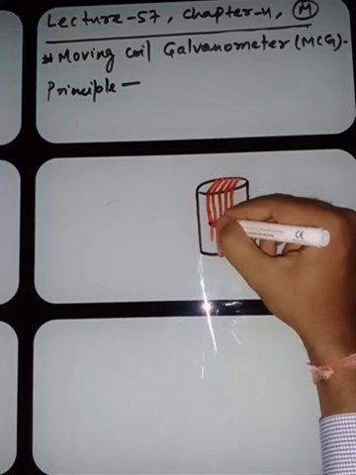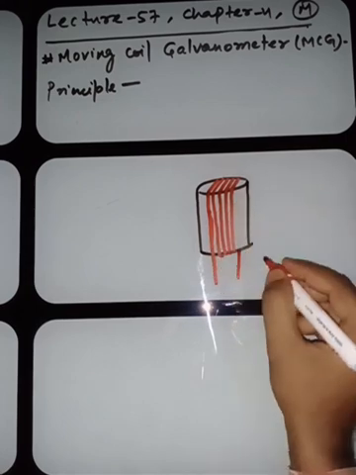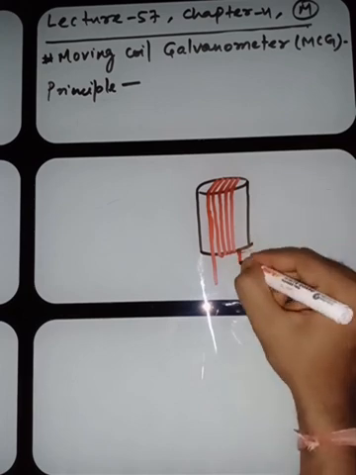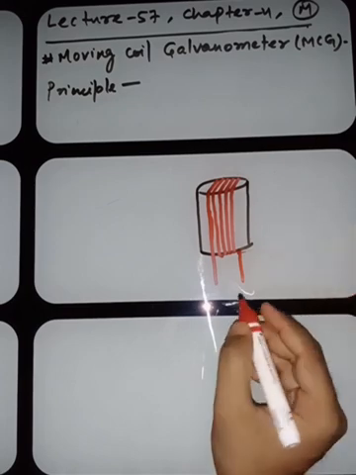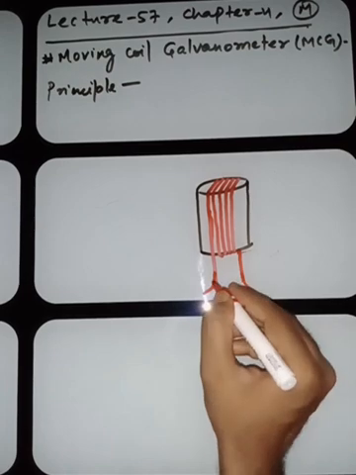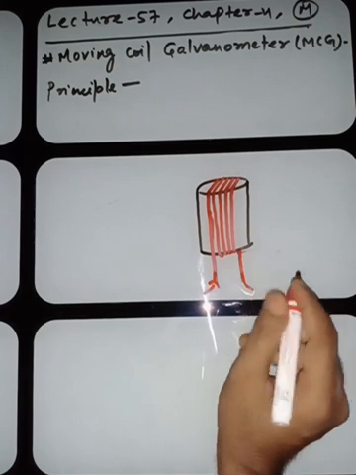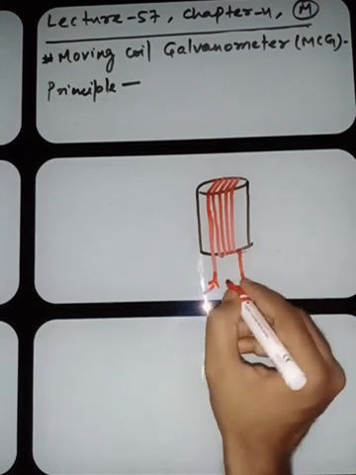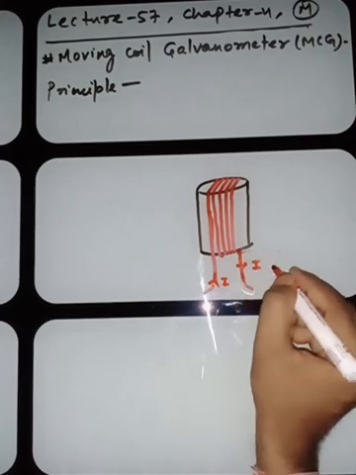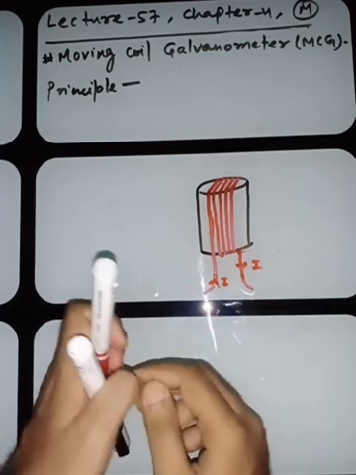From this coil there will be two ends of the wire. One you can see is this one, and another is this one. Suppose you provide current from here, the current moving in, and it is leaving at this junction, that is at this end.